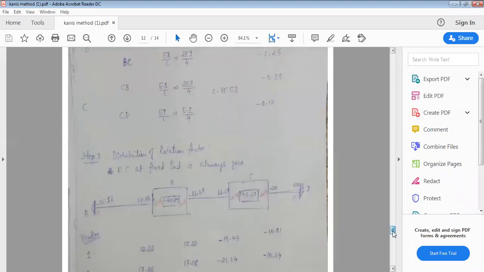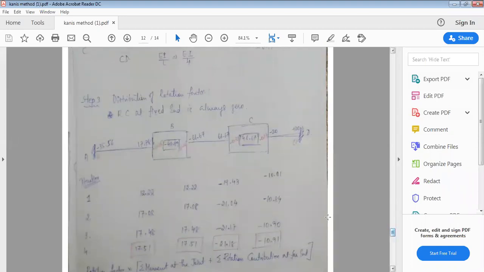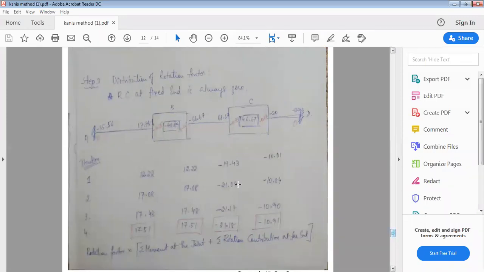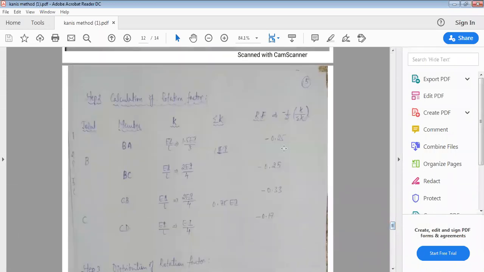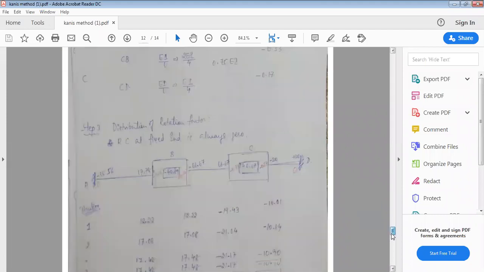Once we got the rotation factor, we'll go for distribution of rotation factors. Rotation contribution at a fixed end is always 0, so here and here it is 0. Then the rotation factors at the joints we have calculated are minus 0.25, minus 0.25, minus 0.33 and minus 0.17. Whatever I have written in red mark is from these particular points. These are the values 1, 2, 3, 4, and I have entered these rotation factors here.